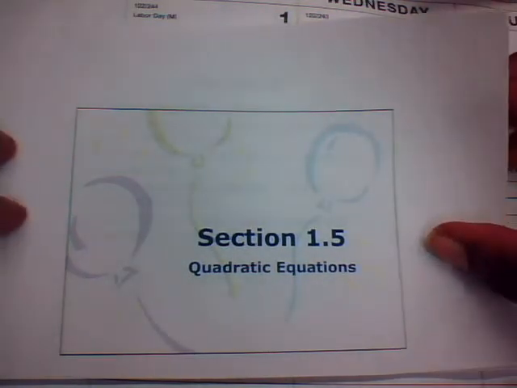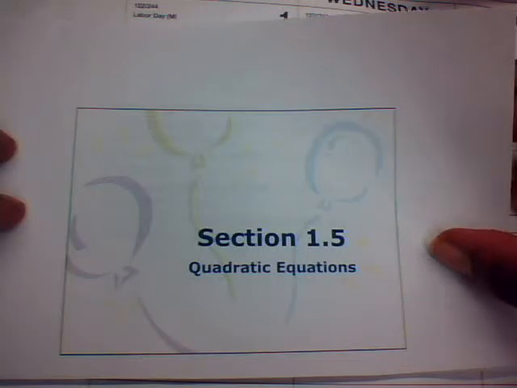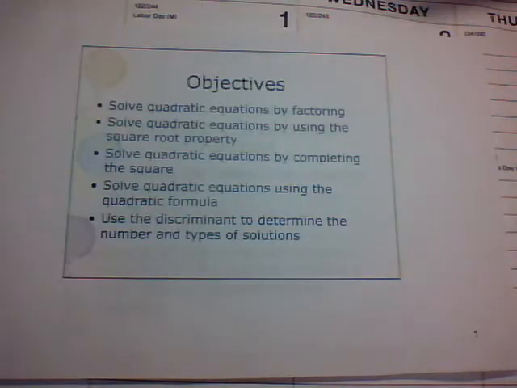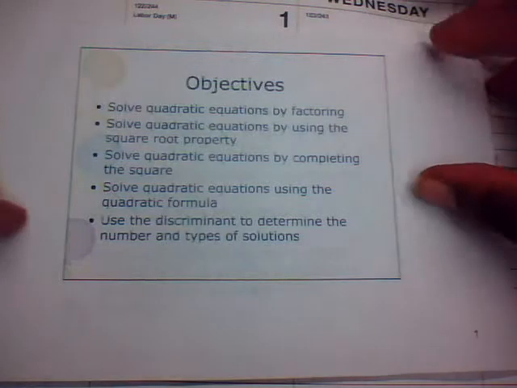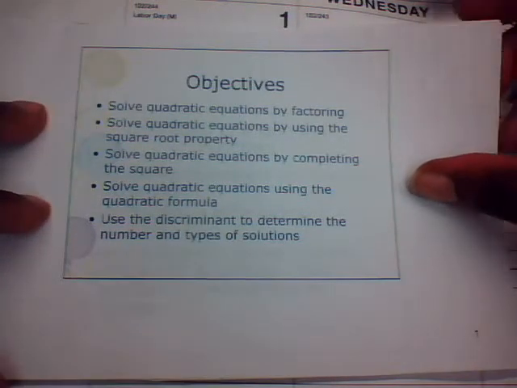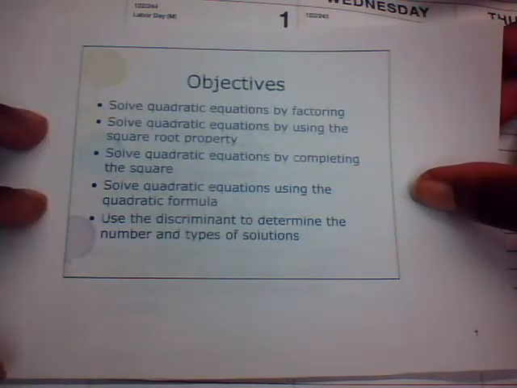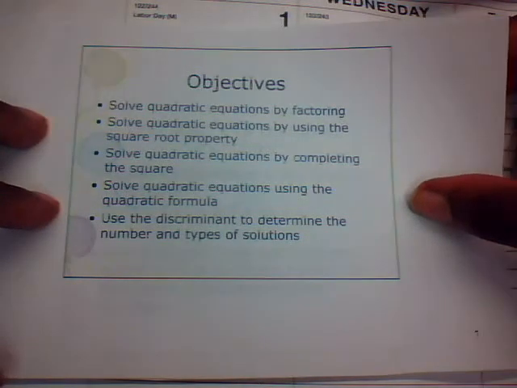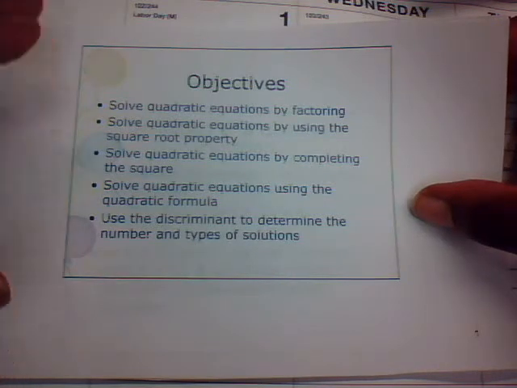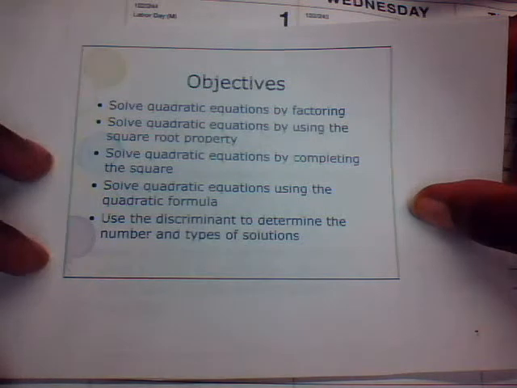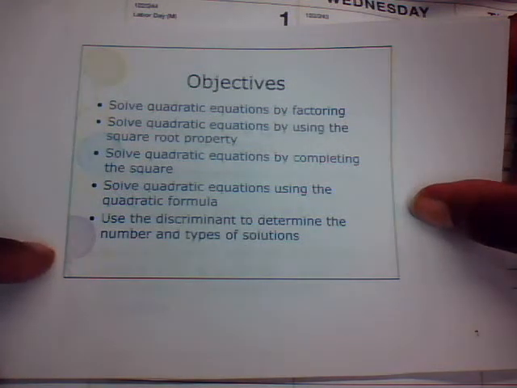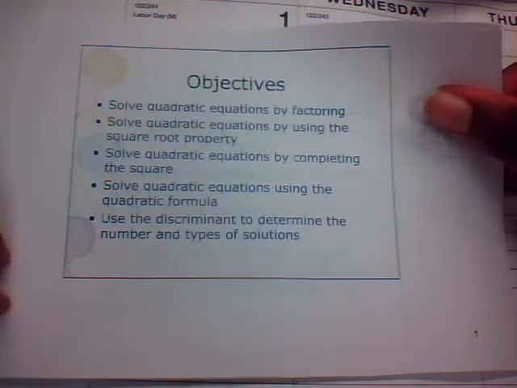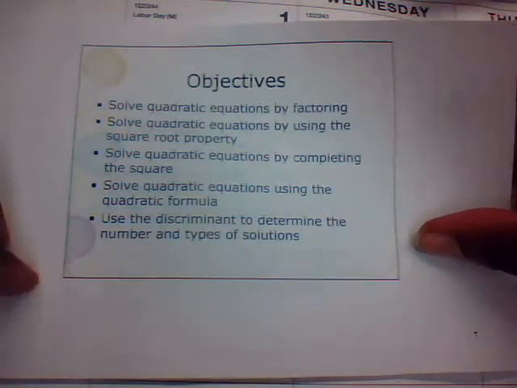Okay, in this section we're going to be looking at quadratic equations. And out of that section we're going to be solving quadratic equations by using 4 different methods. One is by factoring, the other one is by using the square root property, the other one is by completing the square and by using the quadratic formula. And then also we're going to be looking at how to use a discriminant to determine the number and the type of solutions that we will have.